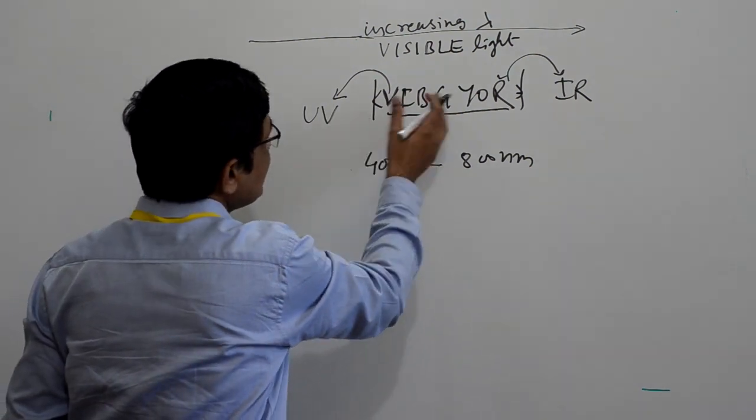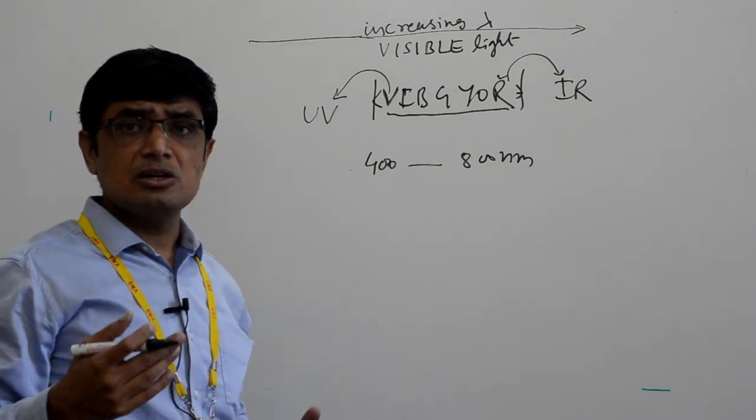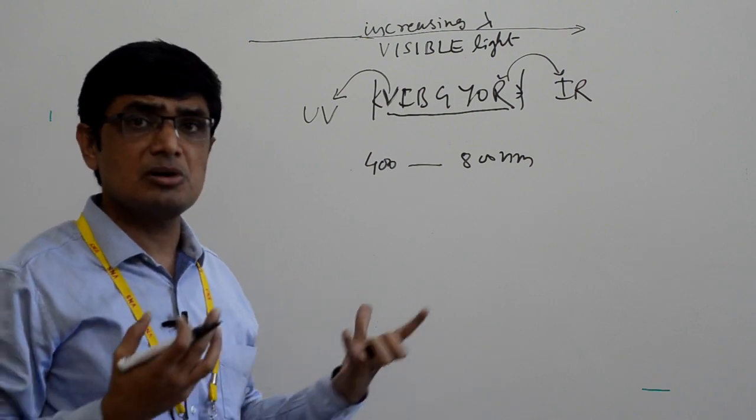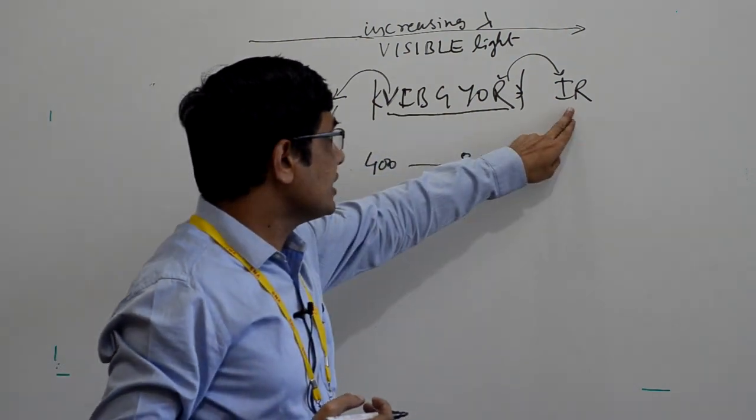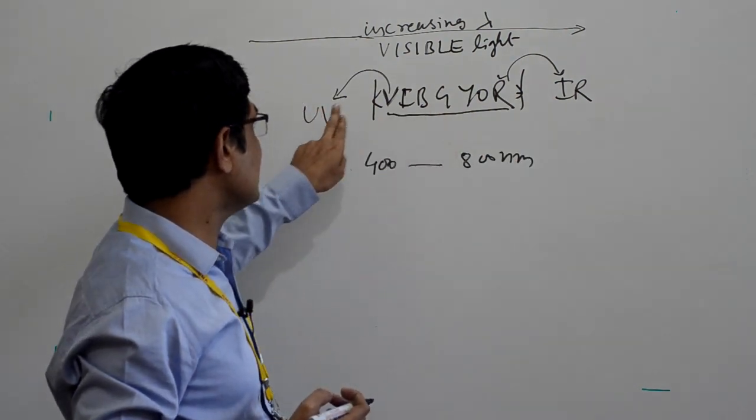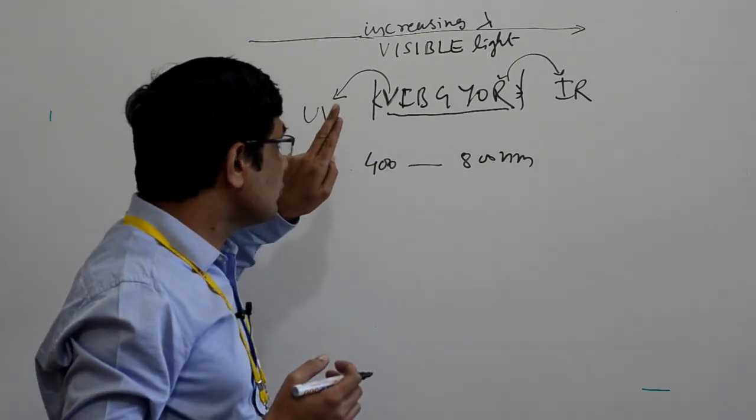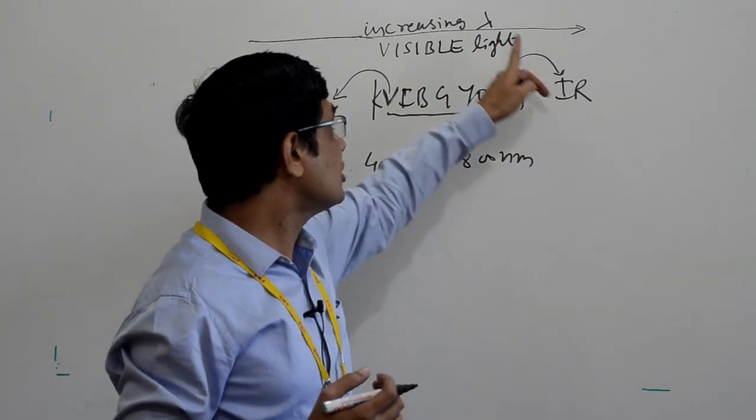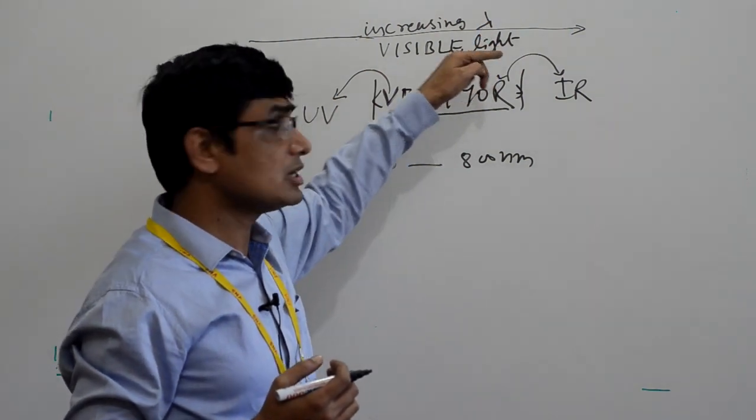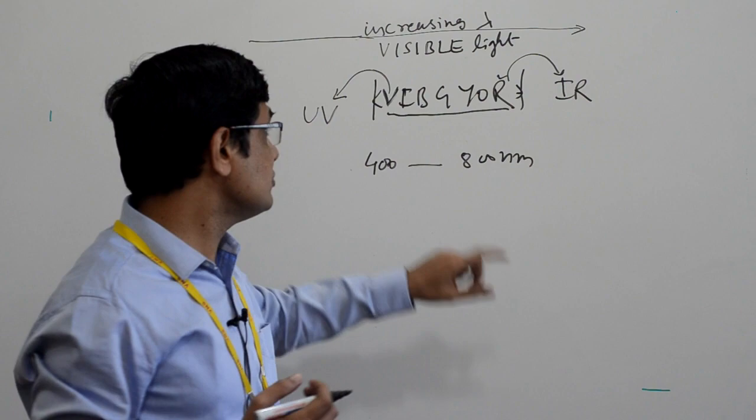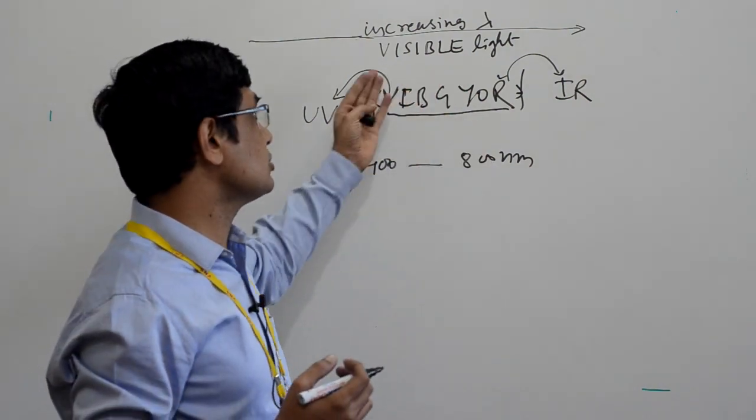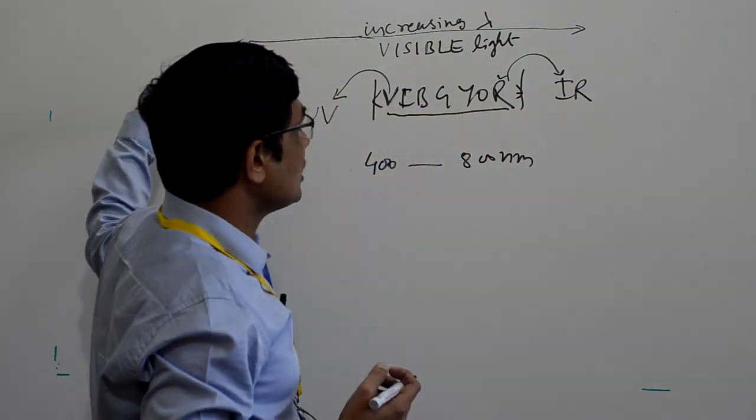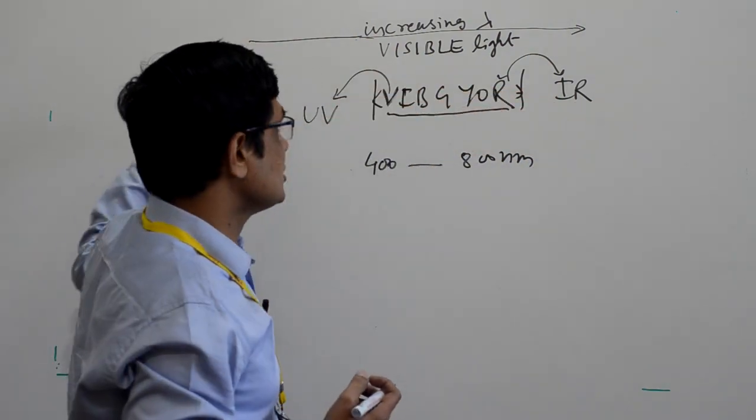So we can easily answer which light will have the higher energy, and which the lesser energy. IR has a higher wavelength compared to visible, and visible has a higher wavelength compared to UV. It means the energy of UV light will be higher than visible, and the energy of visible light will be higher than IR, because energy and wavelength are inversely proportional, as are wave number and frequency. If we go this side, increasing the wavelength, we are going to lesser wave number, lesser energy, or lesser frequency.